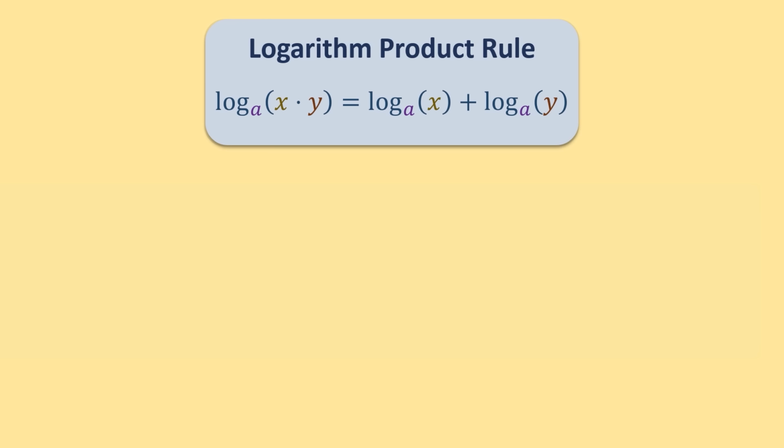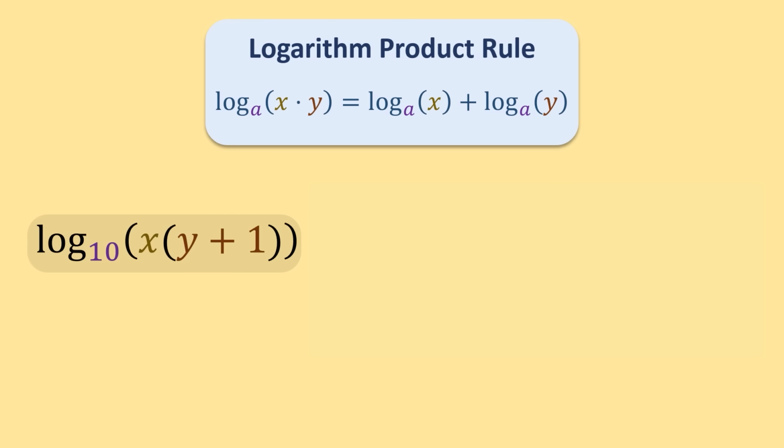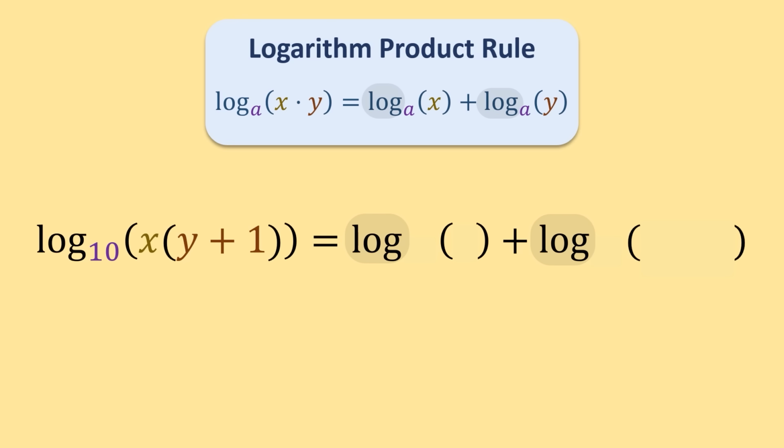Now, a quick example using the logarithmic product rule. Consider log base 10 of x times the quantity y plus 1. The logarithmic product rule allows us to rewrite a product of two expressions as the sum of two separate logarithms, each containing one of the two expressions. Within our logarithm down here, we have x times the quantity y plus 1. We have a product of x and y plus 1. Using the logarithmic product rule, we can rewrite this single logarithm as the sum of two logarithms with the same base 10. The first logarithm containing x and the second logarithm containing y plus 1.